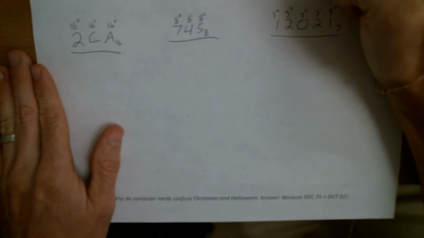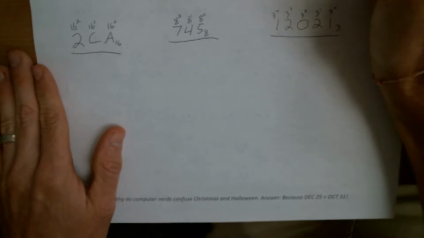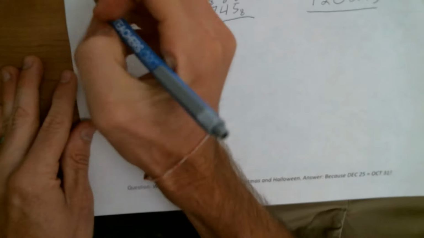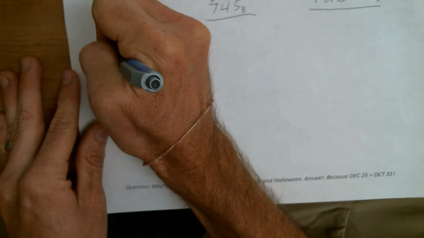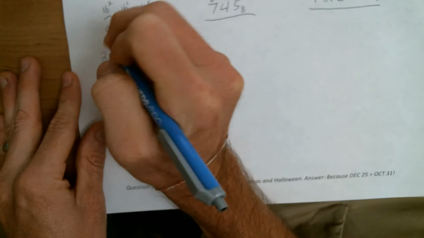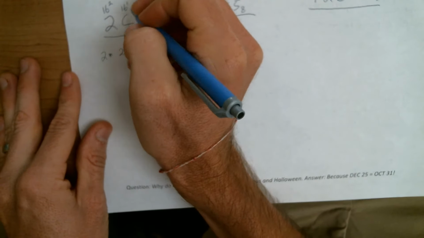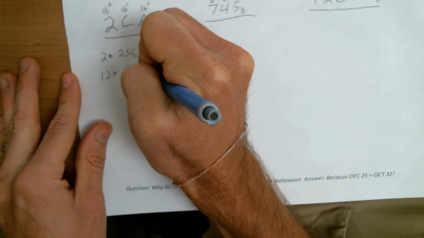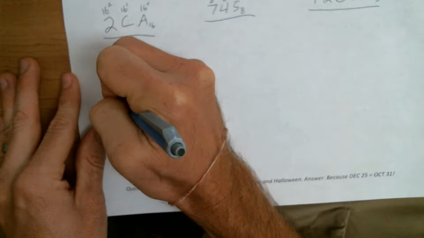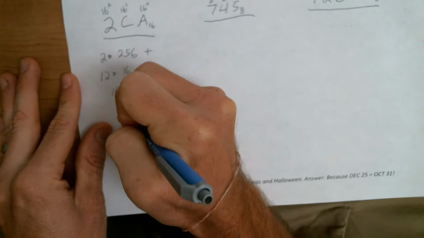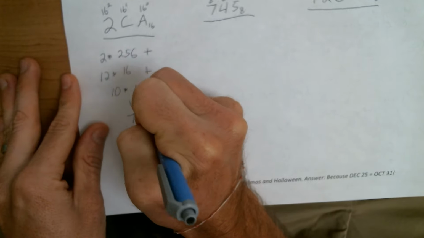All right. So when we're converting to base 10, generally what we're doing is we're multiplying. So what we've got is 2 times 256 plus C, again, is the number 12 times 16 plus A is the number 10 times 1. And altogether, that should equal 714 base 10.